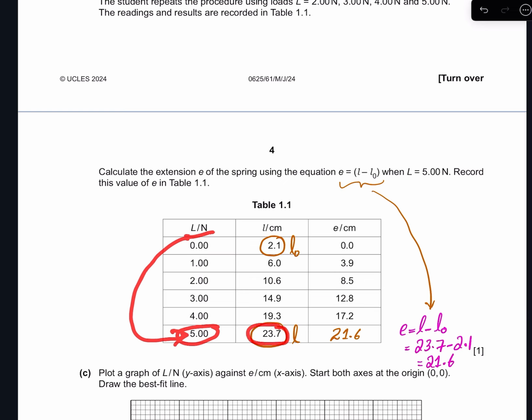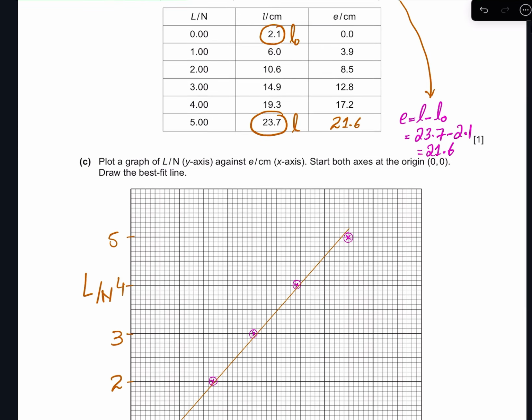So extension will be L minus L naught. You have to apply this formula. Just put the values in this relation. L is basically 23.7 that we're writing here, and L naught is 2.1 that is there. You have to subtract them, right? And the answer will be 21.6 that you have to put here. That's it. Okay.